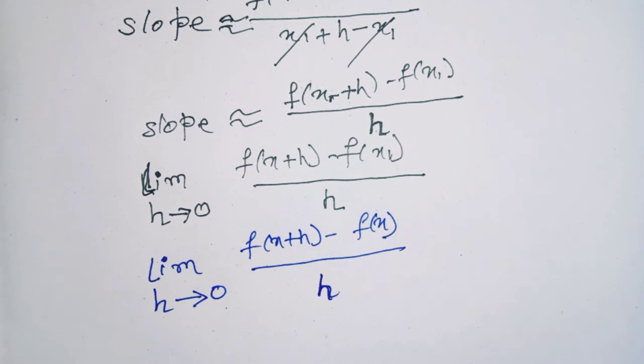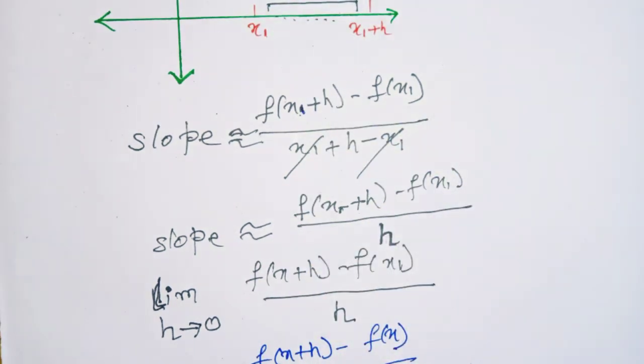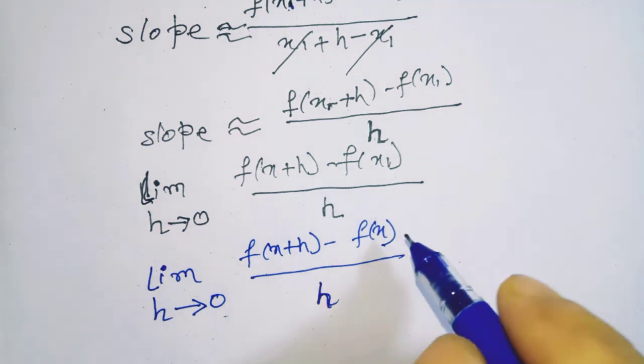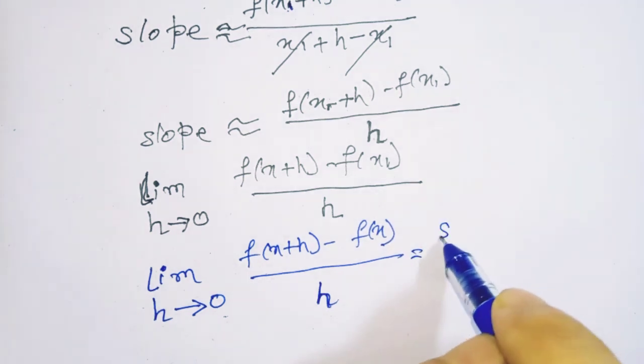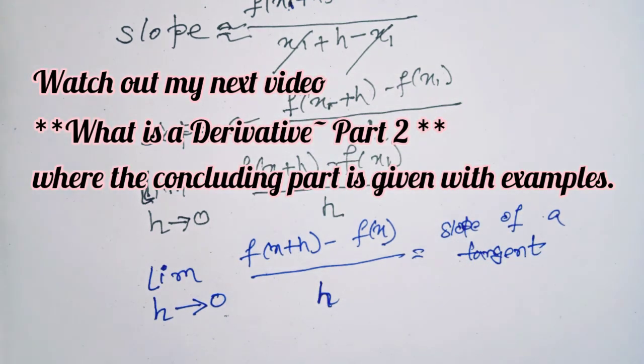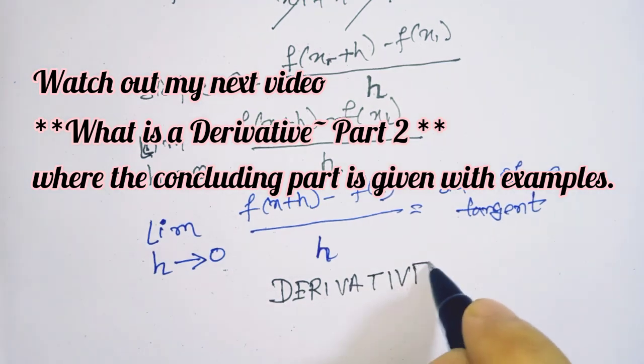Just note one thing from the previous derivation. There we had included x1, but currently I am just omitting these values of x1. I'm just concentrating on the fundamental concept that when h is approaching zero, this one is basically what? This is the slope of a tangent. So this one I can write as the slope of a tangent line, right? And this is actually the concept which we arrive at, and this is what is called a derivative. This is what we call a derivative. We will soon see what actually the notation of the derivative is.